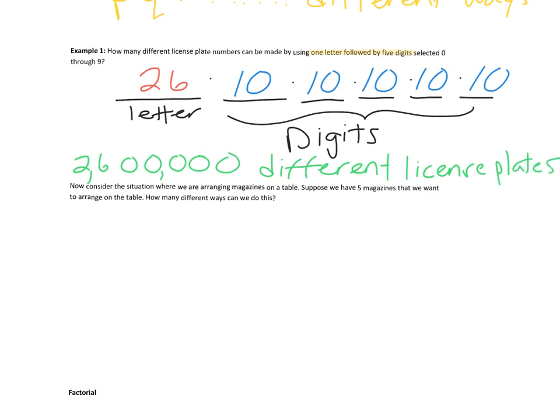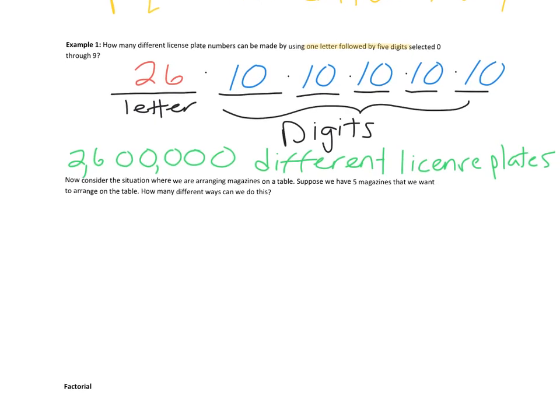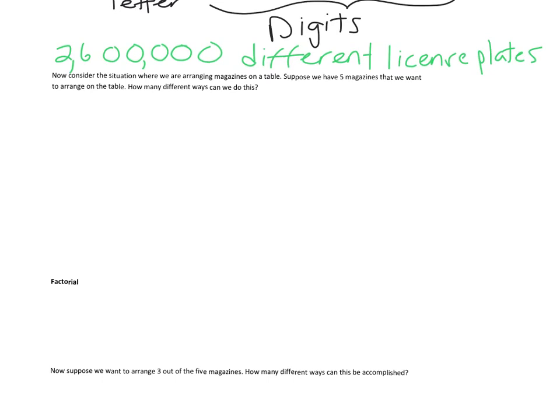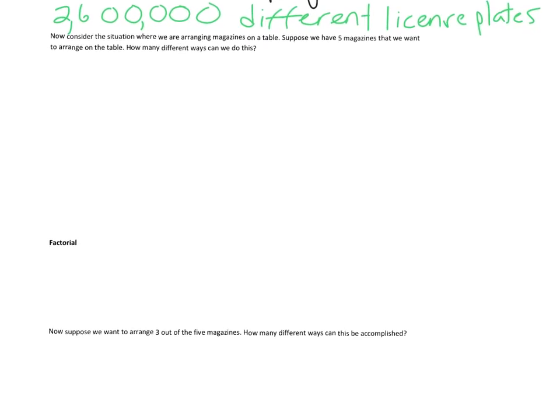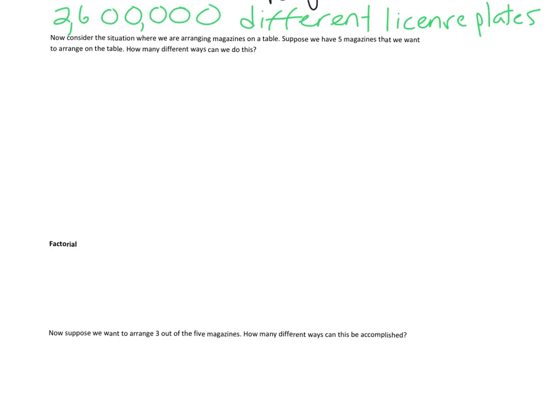Let's see how our multiplication rule of counting can give us different techniques of counting. So let's consider this situation. We're going to be arranging magazines on a table. And we're going to start with 5 magazines, and we want to arrange them on the table. Okay, and there's different ways to arrange the magazines. Maybe your favorite is on the top, maybe your favorite magazine's on the bottom, maybe your favorite magazine is in the middle. All right, so essentially, we have our initial spot on the table, and before we place the magazine down on the table, we have 5 magazines to choose from.